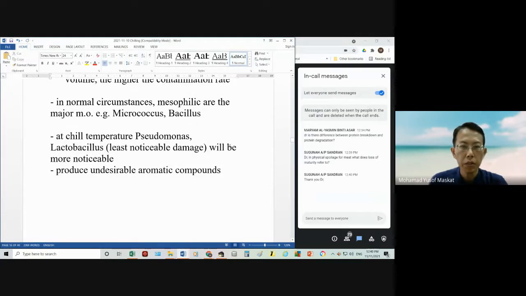In normal circumstances, most of the time, mesophiles are the major microorganisms, such as Micrococcus and Bacillus, because the type of microorganisms that mostly grow in any system is based on the temperature where the food is usually kept. If it is at low temperature, then psychrotrophs or psychrophiles. If it is at normal, medium temperature, it is the mesophiles. If it is at high temperature, it will be the thermophiles. At chill temperature, Pseudomonas and Lactobacillus will be more noticeable.